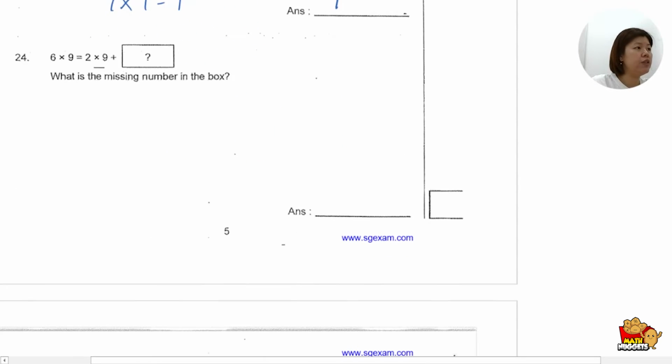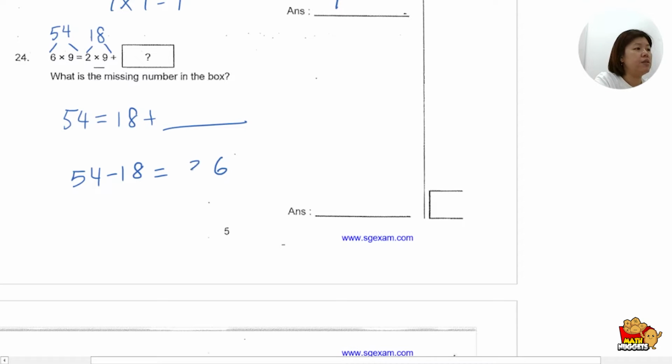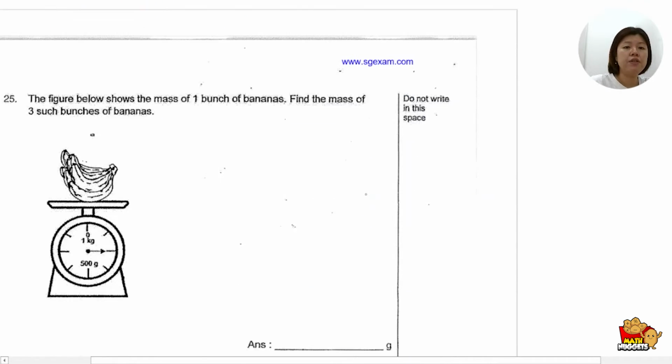Okay, let's move on. Next one. 6 times 9 equals 2 times 9 plus something. So we can find here first. 6 times 9 is 54. And then we can find 2 times 9 is 18. So actually 54 is equal to 18 plus something. We can take these two numbers to subtract in order to find the answer. This is 36.